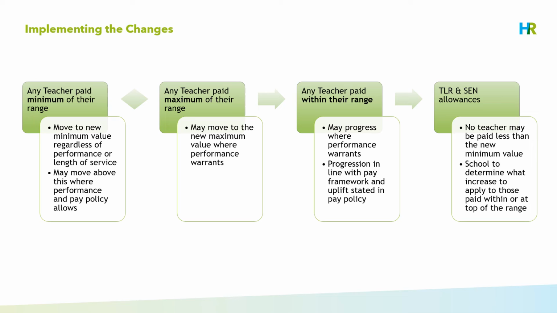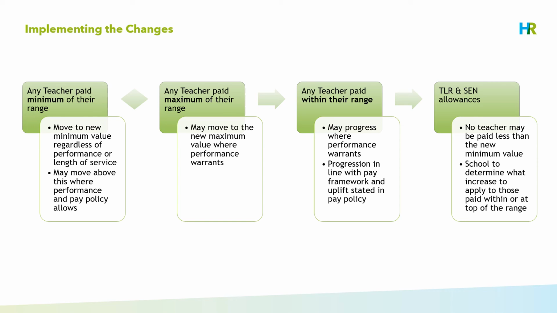Any teacher paid the maximum of their range may move to the new maximum value where performance warrants, but there isn't the same automatic requirement to move to the new ceiling value as there is at the bottom of the range. Where a teacher is not performing, they may receive no pay increase, depending on the provisions in the pay policy.